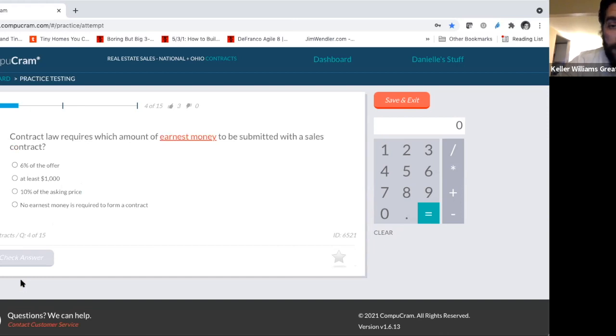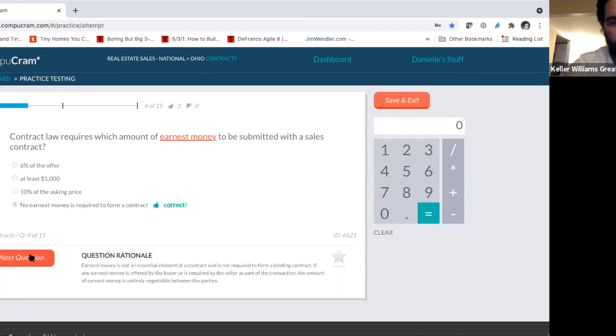Contract law requires which amount of earnest money to be submitted with a sales contract? Is it A, 6% of the offer, B, at least $1,000, C, 10% of the asking price, or D, there is no earnest money requirement? Guys, you're good. Earnest money not required. Sort of the norm, but it's per the contract.